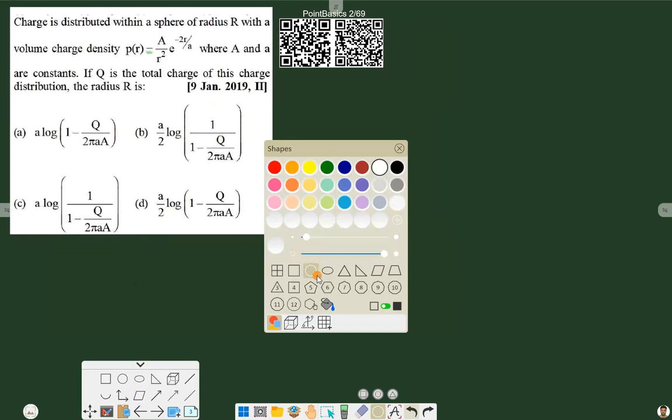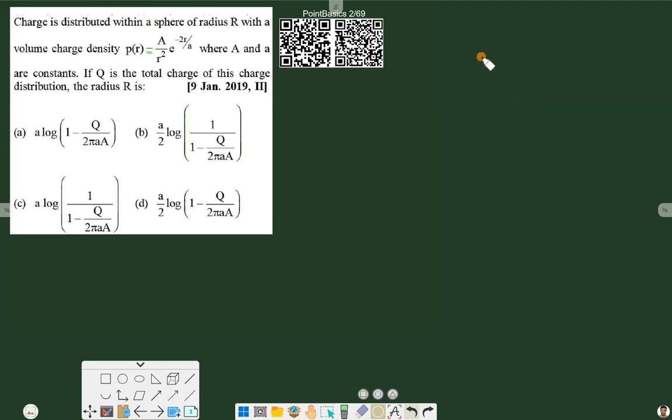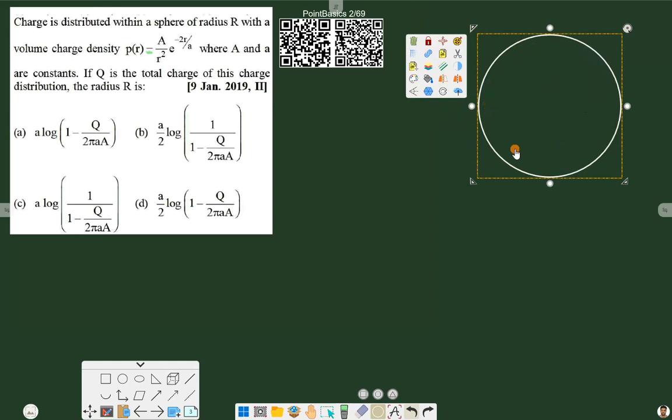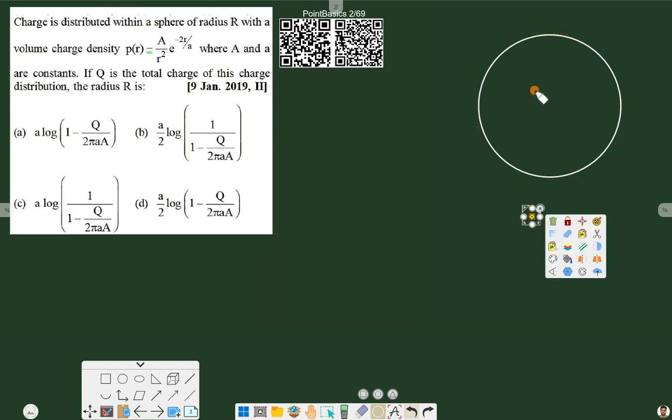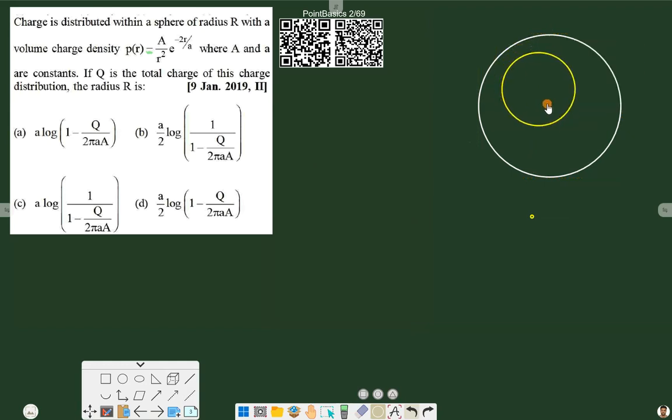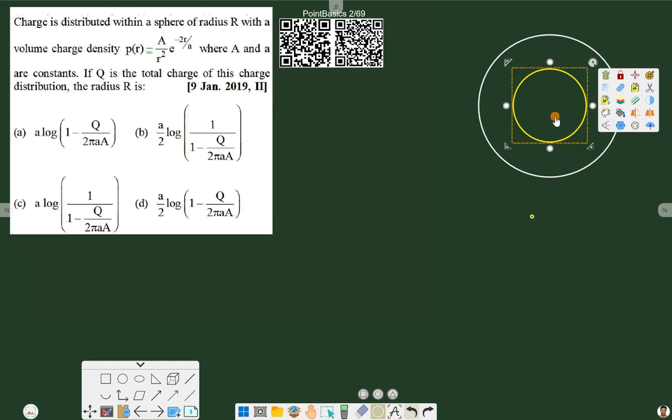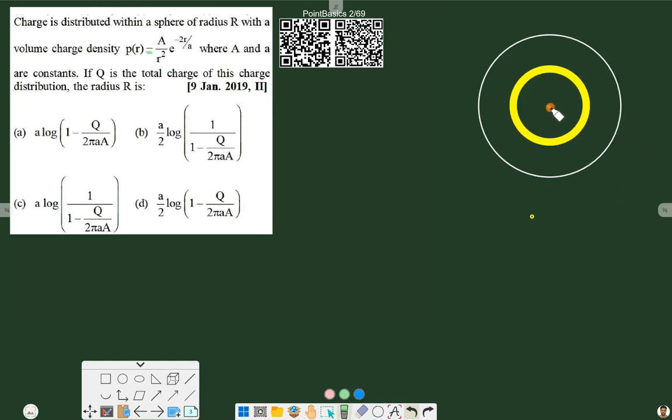So here I'm only showing a small spherical cross section. Consider this is a small sphere which we are considering, and now take a small element inside it. Suppose this is our small element at distance x and thickness dx.